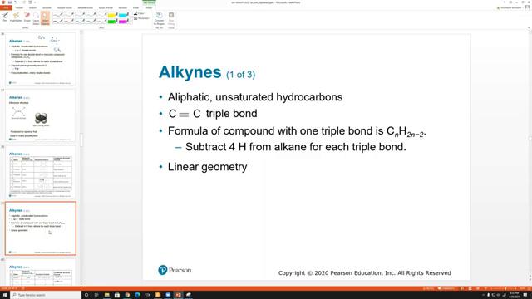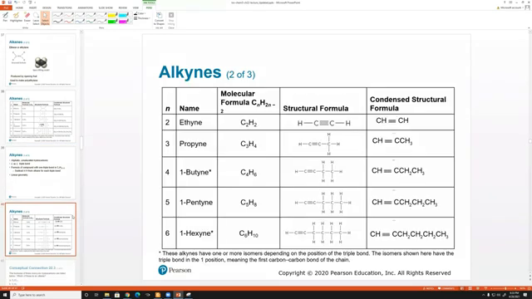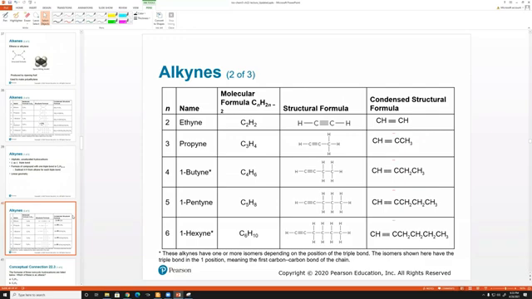So it would be CnH2n minus 2. Now that we have 2 fewer hydrogens than the ethene. So here are some alkynes. You have ethyne, propyne, 1-butyne, 1-pentyne, 1-hexyne.